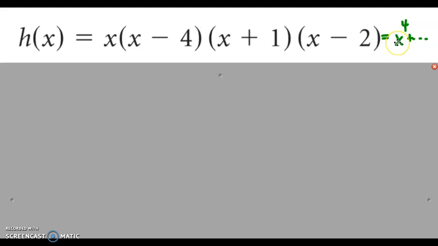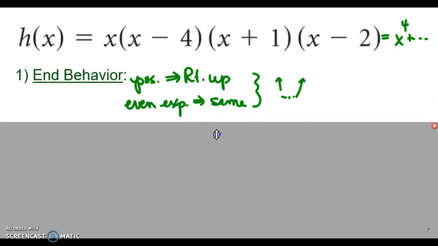So because it's positive, the right side should go up. Because the exponent is even, that means both sides are going to do the same thing. So it would look something like going up on the left, going up on the right. We're going to figure out what happens in the middle.